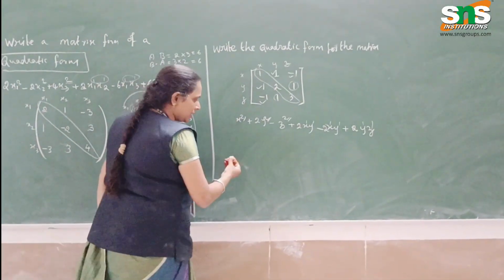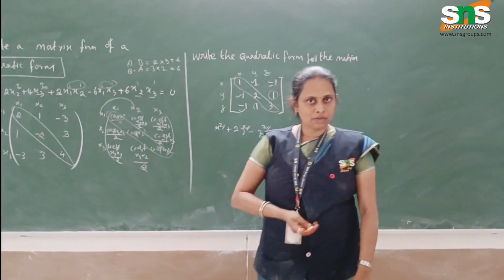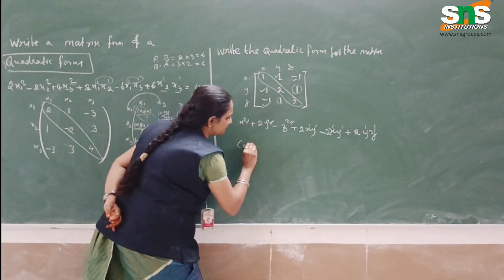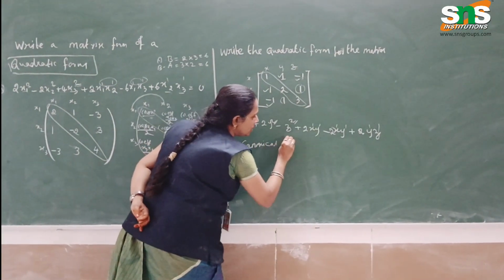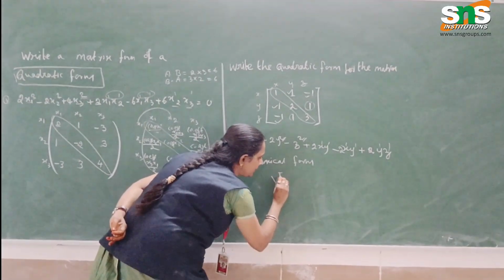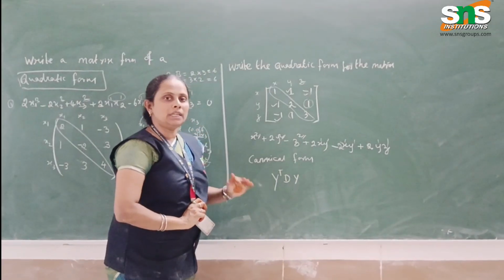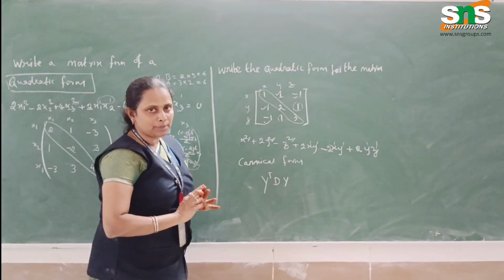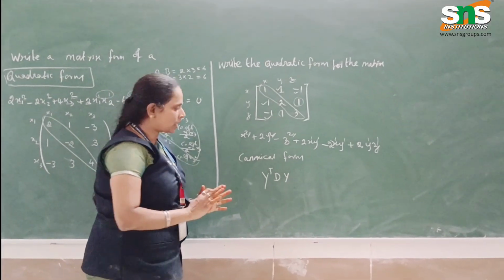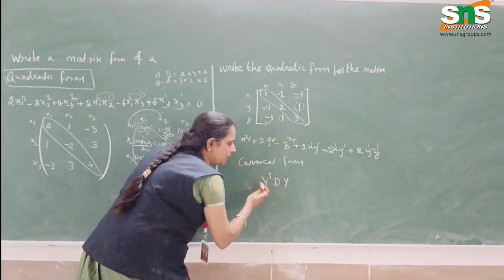Okay. So here our next topic is reduction of quadratic form to canonical form by orthogonal transformation. So in this canonical form, we have y transpose D y. Okay. So what is D? D is, you already know, the diagonalization of the given matrix. In the diagonal, the eigenvalues appear. Okay. So the remaining elements are 0. But what is y and y transpose?